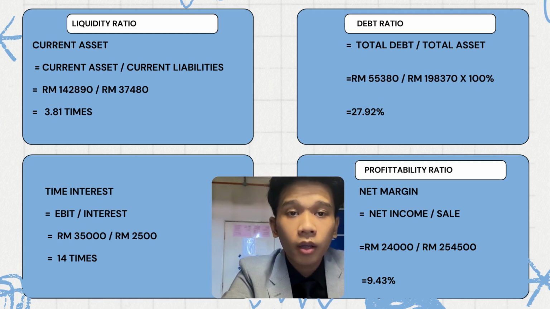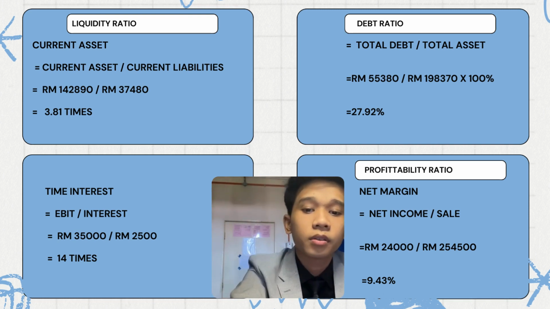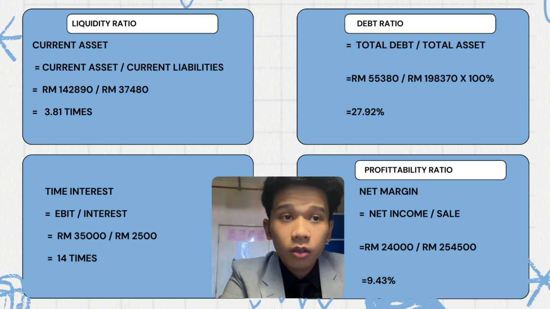So RM142,890 divided by RM37,480. Then we got the answer of 3.81 times. Second, the debt ratio. The formula of the debt ratio is total debt divided by total assets, times 100%.